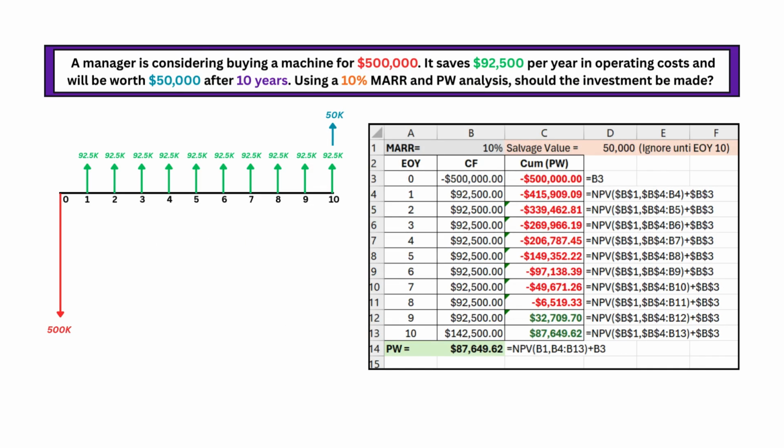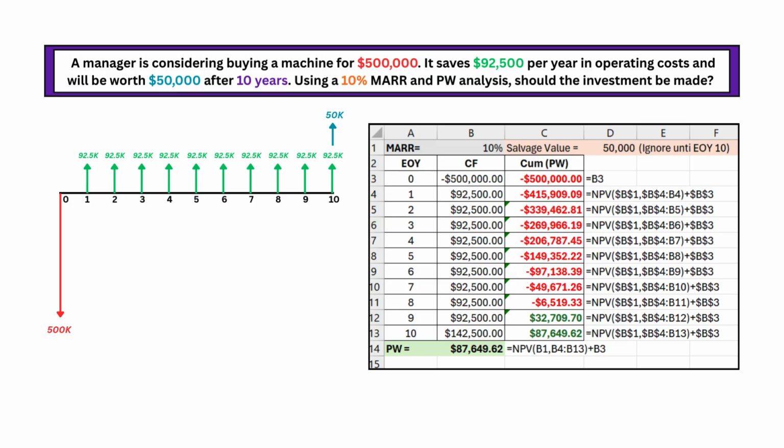Although the final present worth is positive, it is important to understand how the investment behaves over time. If we compute the cumulative present worth year by year, we see that the project initially loses value and remains negative for the first 8 years. It is only in the 9th year that the cumulative present worth becomes positive. This observation highlights an important economic insight. If the project were abandoned early, its profitability would depend heavily on the salvage value at that point in time.